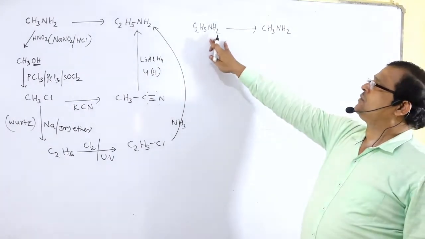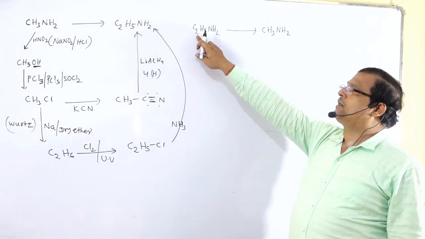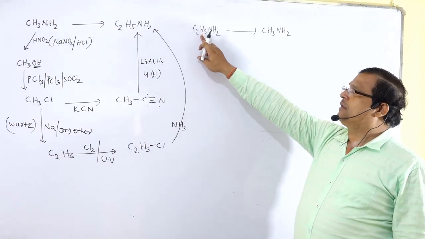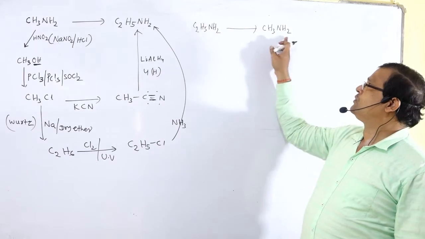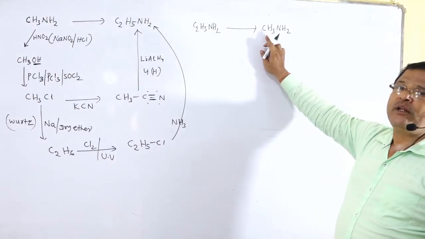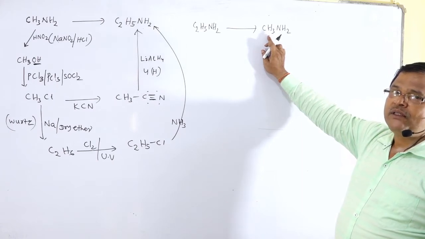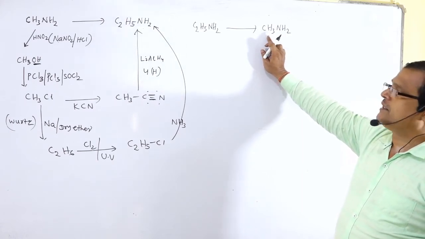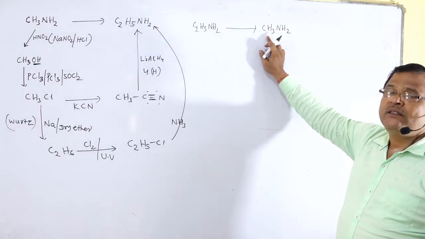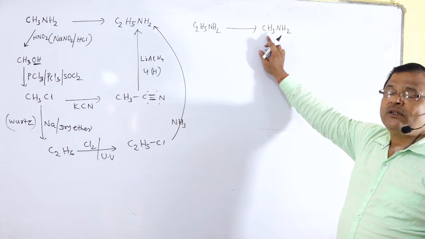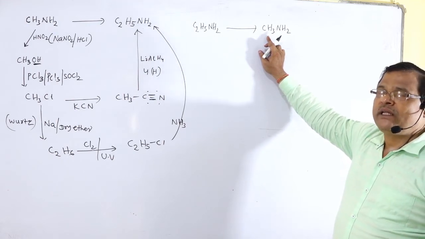Now this is the method to decrease the number of carbon atoms. Ethylamine contains 2 carbon atoms, and we have to convert it, keeping the functional group NH2 constant, by decreasing the number of carbon atoms. How is the number of carbon atoms decreased? We have cited so many examples: Hofmann's bromamide reaction, Dumas method, Porteous reaction, Schmidt reaction, all different methods to decrease the number of carbon atoms.